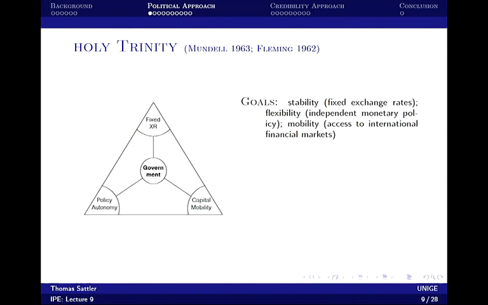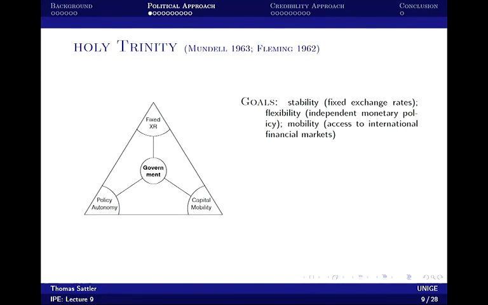So this is the starting point, and you might have heard about this. This is all based on the Mundell-Fleming model, which is a model that tries to analyze the short-run relationship between nominal exchange rates, interest rates, and growth. And from that, we can derive what governments actually can do and what they cannot do.